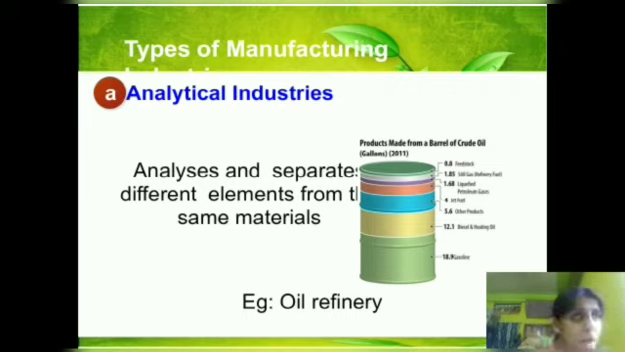For example, you have an oil refinery. In an oil refinery, you have a lot of different types of oil. So they will categorize diesel, petrol, then many other things will be there. So they will refine each and every oil, material, element. So, understood the first one, analytical.